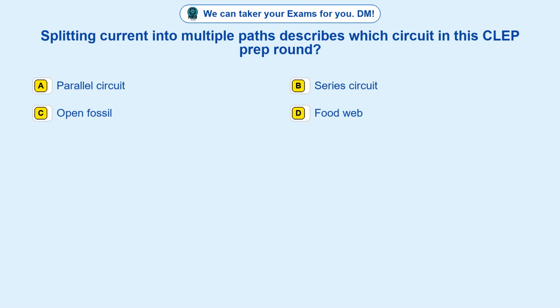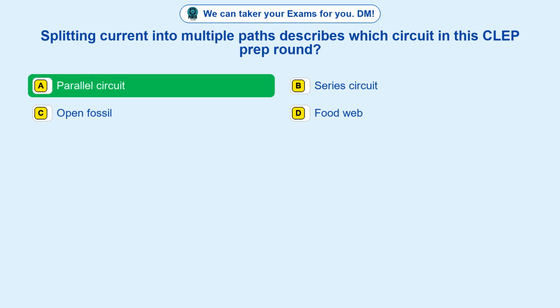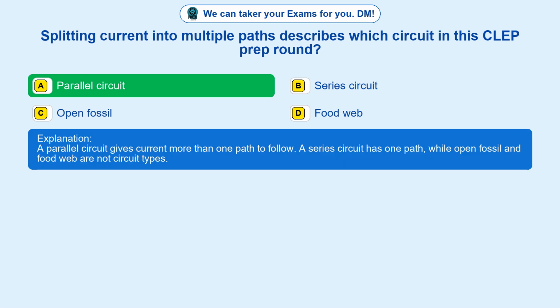Question 72. Splitting current into multiple paths describes which circuit in the CLEP prep round? Option A, parallel circuit. Option B, series circuit. Option C, open fossil. Option D, food web. The correct answer is option A, parallel circuit. A parallel circuit gives current more than one path to follow. A series circuit has one path, while open fossil and food web are not circuit types.